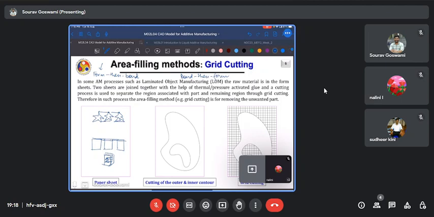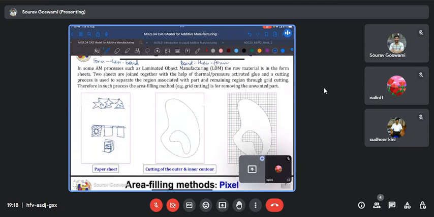Now, in certain processes, such as laminated object manufacturing, we need to remove all of this extra space. So if this is my shape, then all of this sheet is extra and unwanted. So I have to figure out a way to actually remove this extra material, excess material, and retain only my useful geometry. And this is where the grid cutting method comes into the picture.